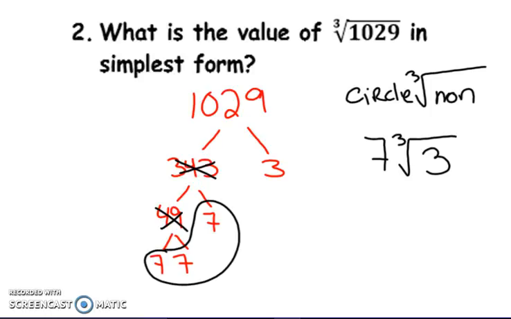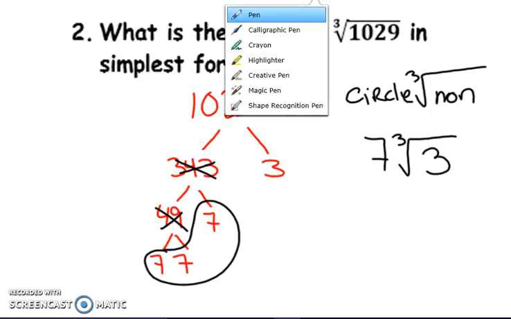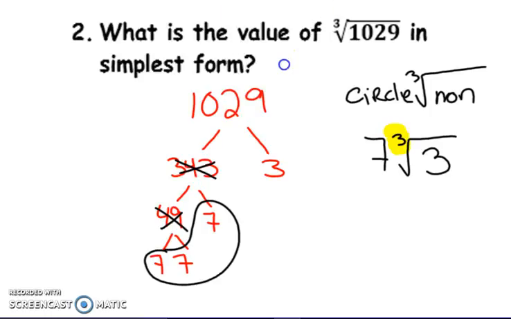Please make sure when you write your answer, I cannot stress enough, you need to make sure that you have this little 3 right there. If you do not have that little 3 right there, that means you're taking the square root of a number, and that's not the correct answer. It is not 7 times the square root of 3. It is 7 times the cube root of 3. We circled triplets. We need to put that 3 there.